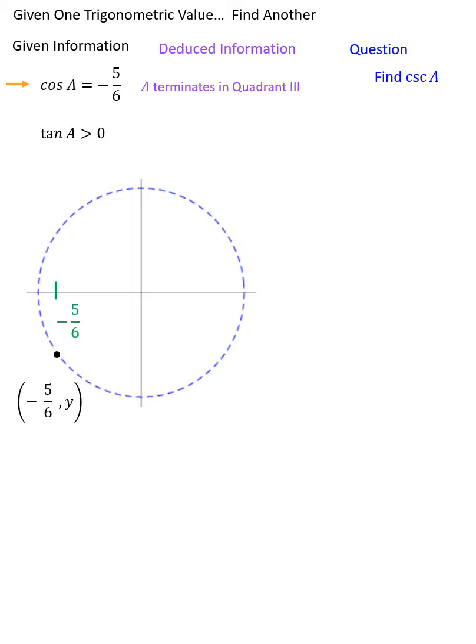Now, I know, therefore, that this point must be negative 5/6 comma something. What I don't know is its y-coordinate. But remember, we're being asked to find the cosecant of A. You need the y-coordinate to find the cosecant. Therefore, it'd be really helpful for me to find that y-coordinate. Luckily, this point is on the unit circle, and as such, it must obey this equation. So I can plug in the x-coordinate of negative 5/6, and again do some relatively simple algebra to solve for y.